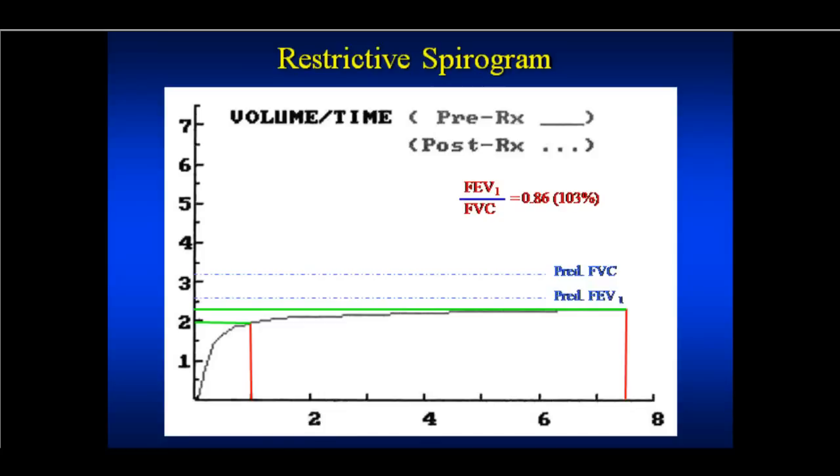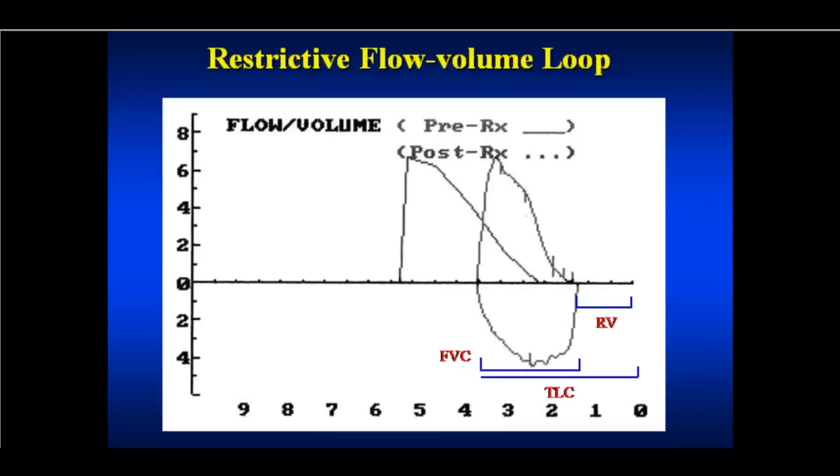So this is a person with a restrictive lung disease. She has sarcoidosis, but the relationship between FEV1 and FVC is preserved. So we can say here there is no airflow limitation. I mean, that's how I start my dictation. Spirometry shows no airflow limitation. All right.